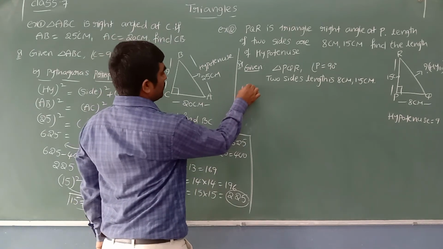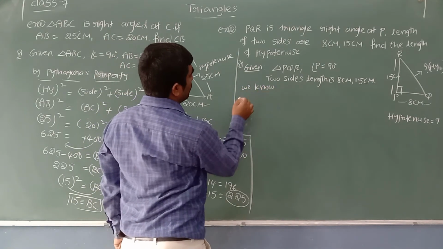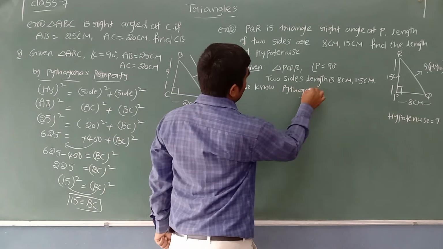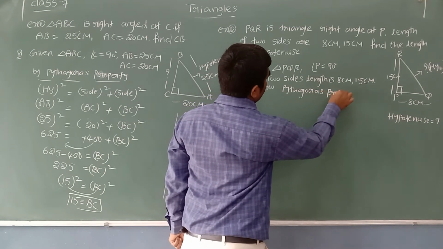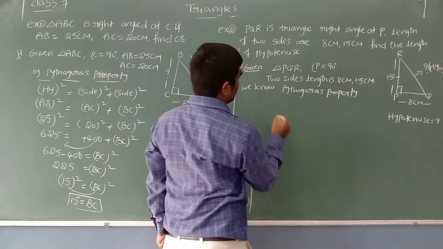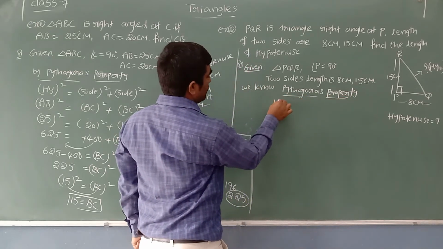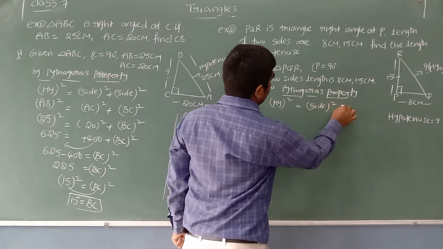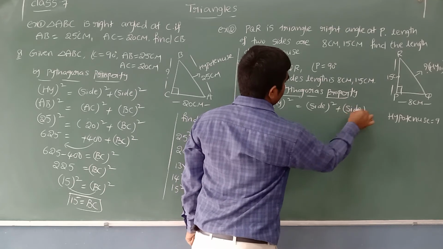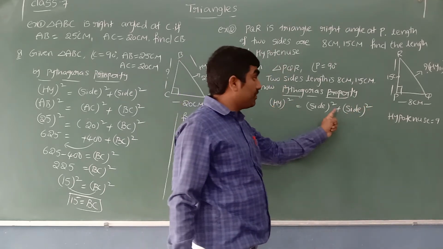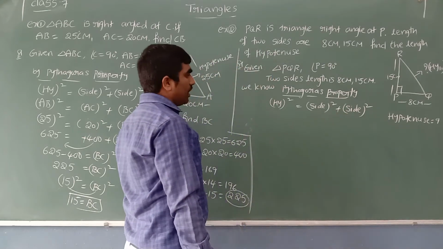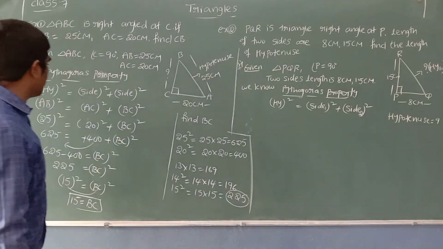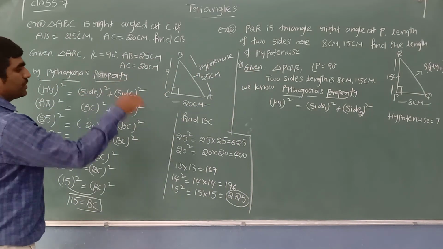So what can we write here? We know the Pythagoras property. So what is the Pythagoras property? The hypotenuse square is equal to side square plus side square. The square of the hypotenuse is equal to the sum of the squares of the other two sides. You can take side one square and side two square. Two sides are not equal now, so let me take side one square and side two square.